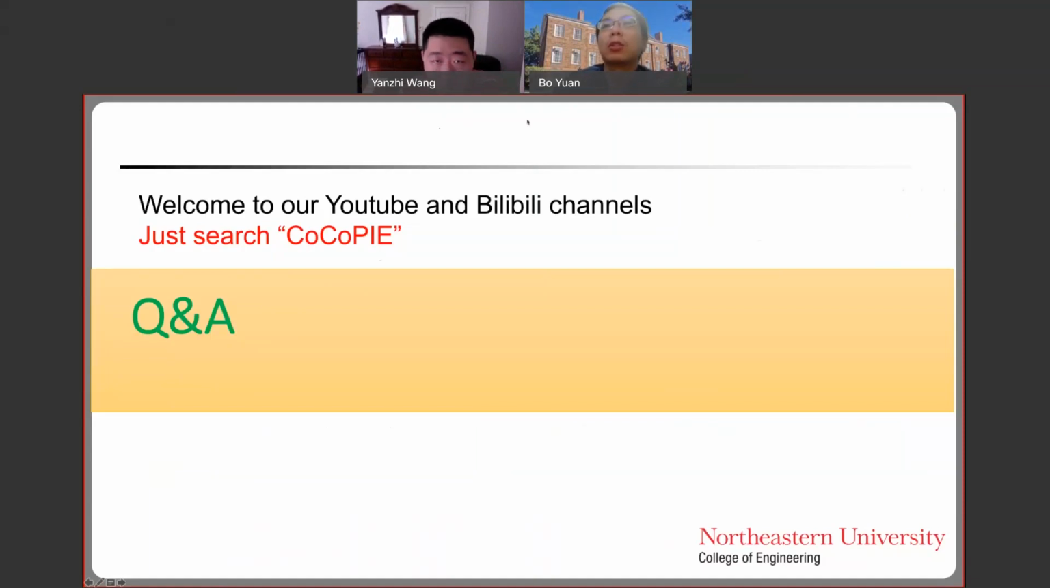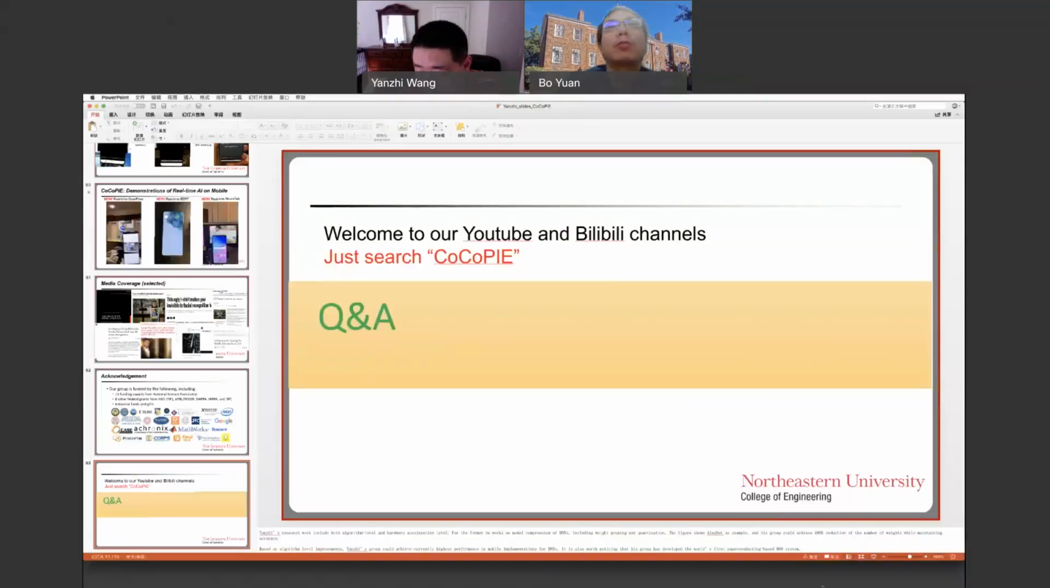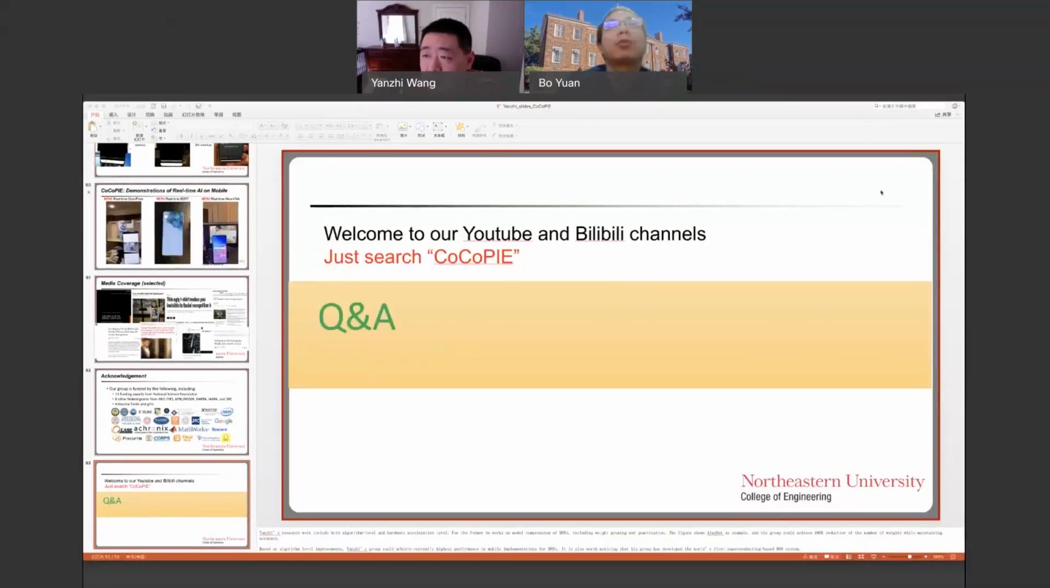So I can ask a question first. How do you think about the role of quantization in your framework? Right now, you just consider using pruning.